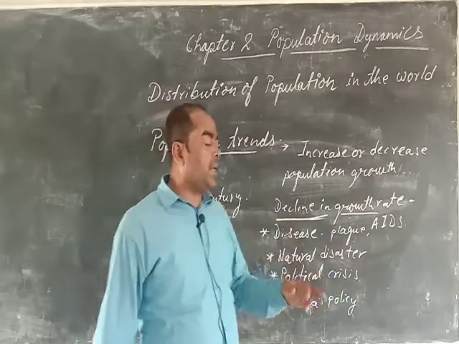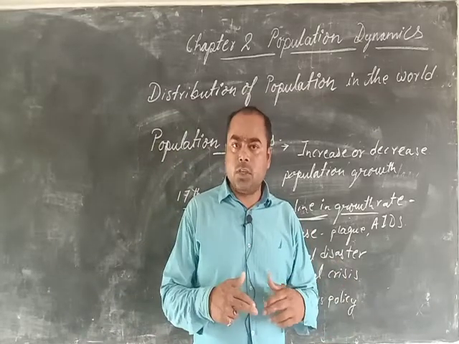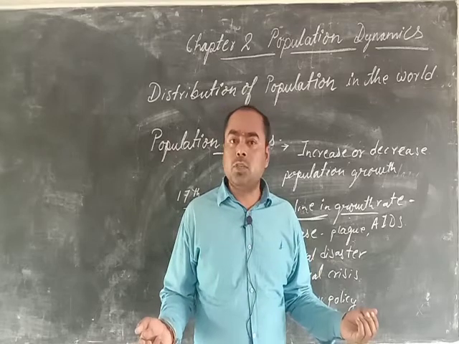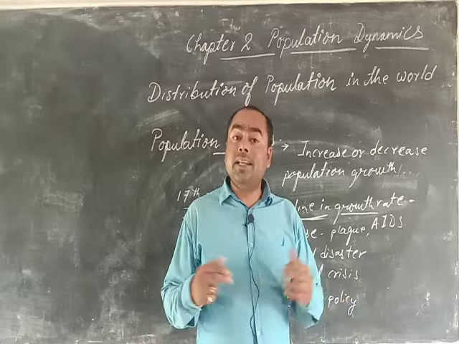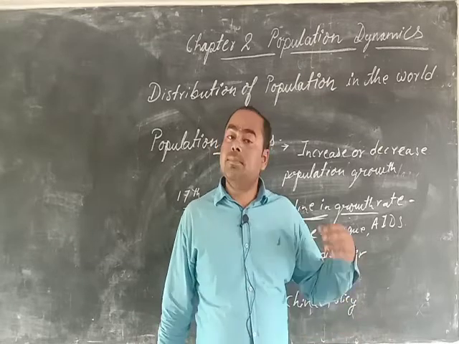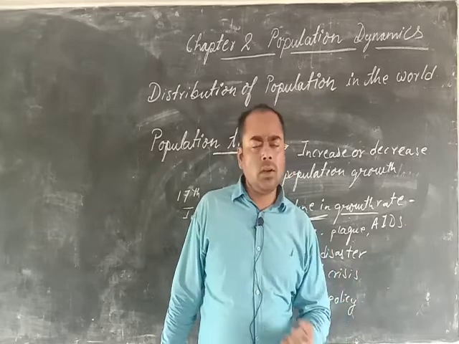And the third one is political crisis. What is political crisis? When there is a war conflict between two countries. So whenever there is war, it is damaging to life and property both. When a number of people are killed during war, definitely it will decline the growth rate. It will decline the rate of growth.